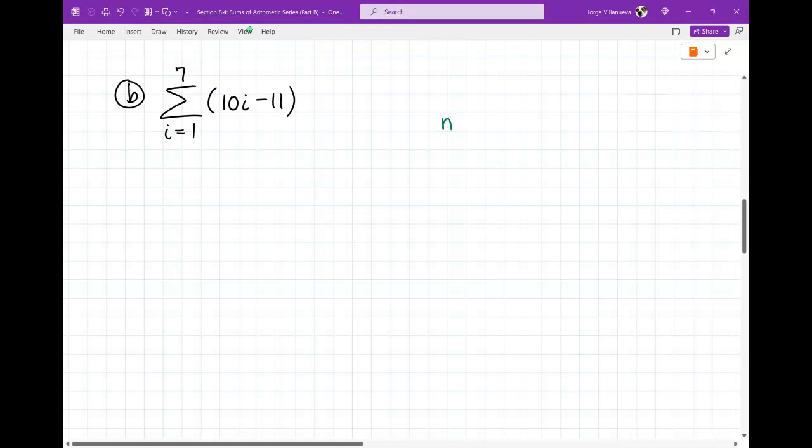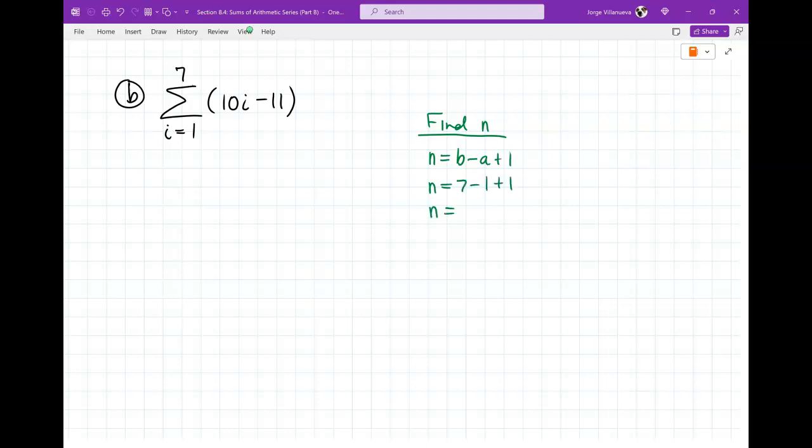So to find n. Remember, n is equal to b minus a plus 1. b is 7, a is 1, plus 1. So n is equal to 7. Now remember what I told you. If you start with 1, then n is always the number on top.